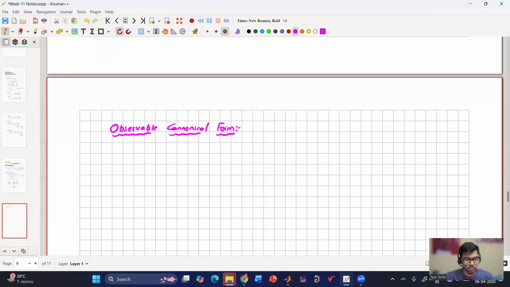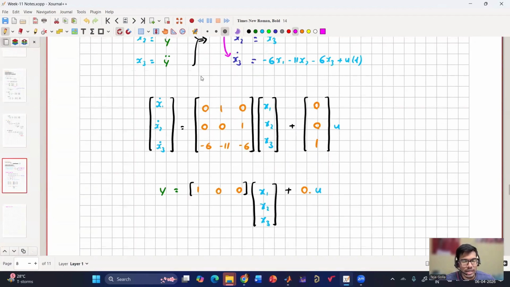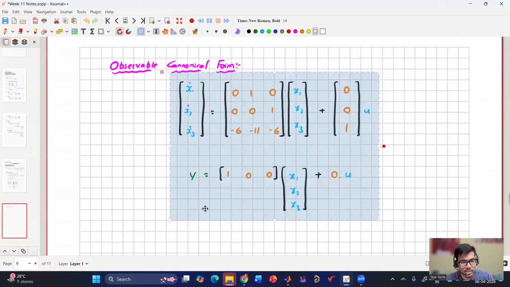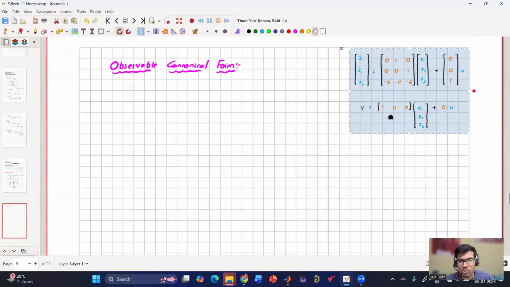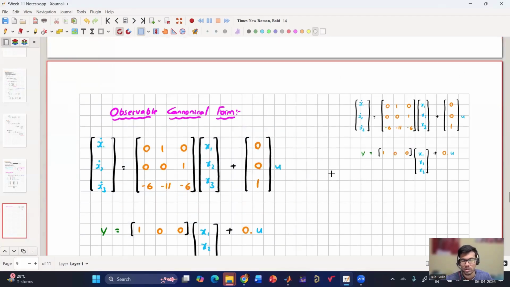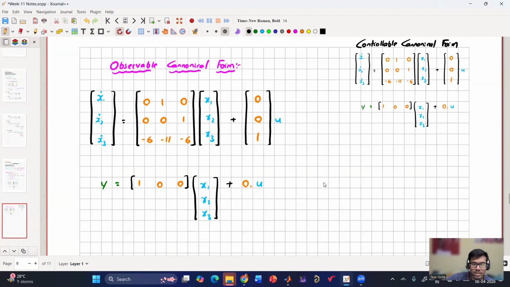Okay, observable canonical form. It is obtained from this only. I'll put this on the corner, small, and then we'll update this over here. So this is the controllable canonical form. Now we just have to do the transpose of the matrix, and then we are there.